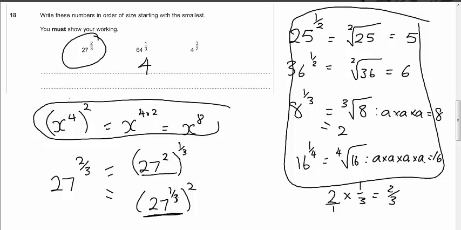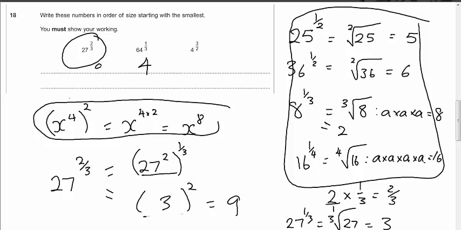You find out what 27 to a third is. Remember, 27 to a third means the cube root of 27. So it's saying which number times by itself 3 times gives you 27. The answer is 3: 3 times 3 times 3. When you know that, you can replace that bit with a 3. So it becomes 3 squared, and that's 9. Hopefully that makes sense.